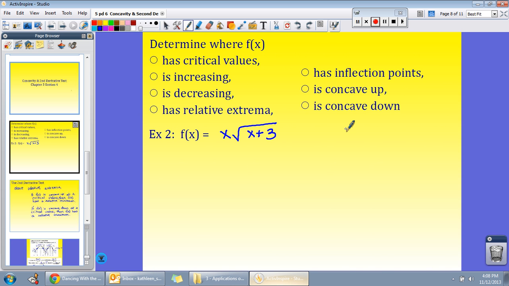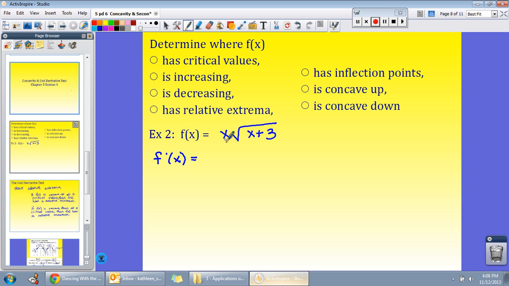Okay, so things that we want to be able to do when we are looking at functions is this list of 7 things. We want to be able to find critical values, where f of x is increasing and decreasing, where it has relative maximum and minimums, where it has inflection points, where it's concave up, and where it's concave down. So the place that we start for all of this stuff is take the first derivative.